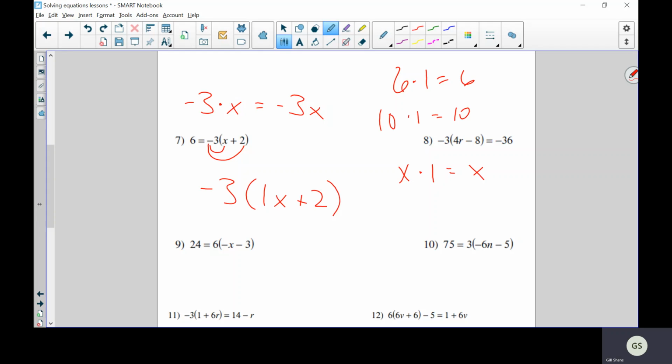I'm not going to spend a lot more time on it. Let's just get you to the point. Just put an x or a 1 in front of it for now.